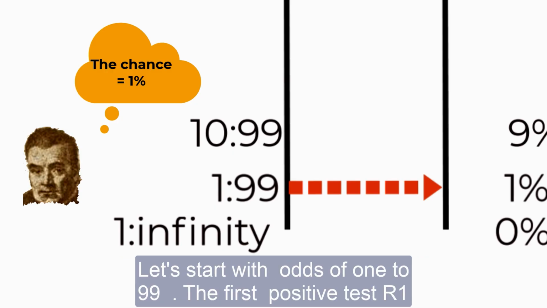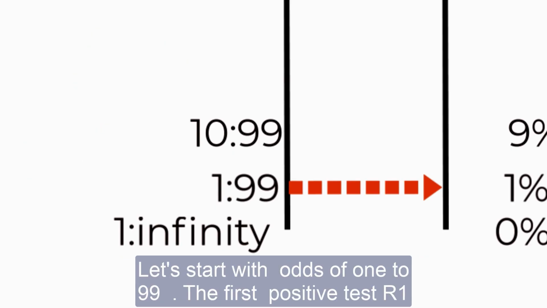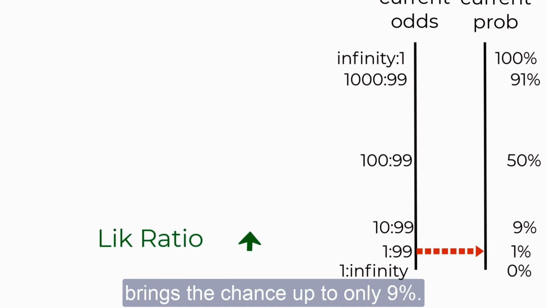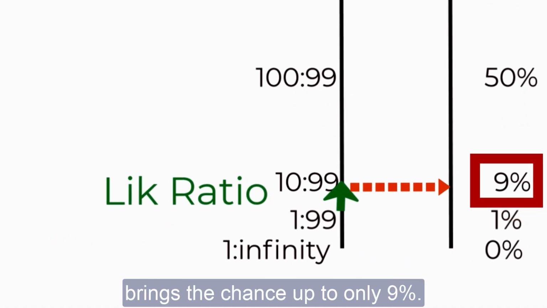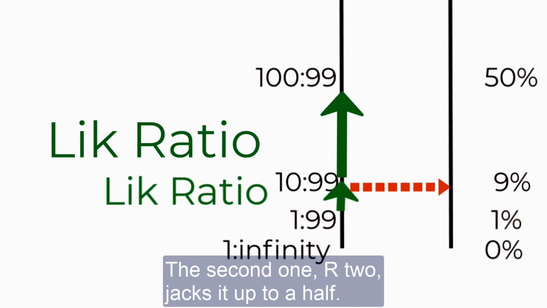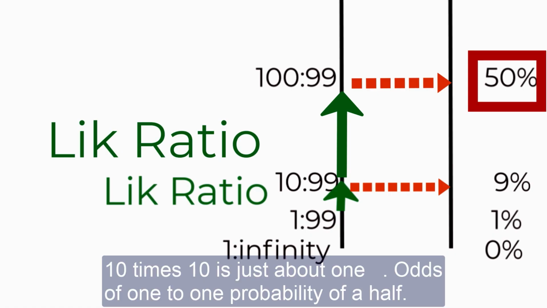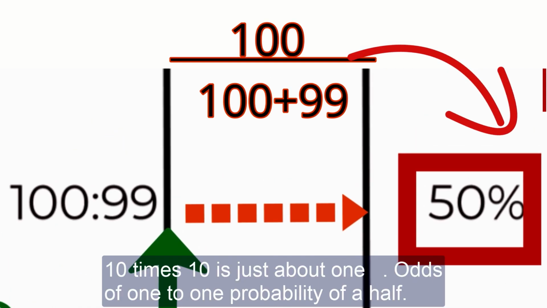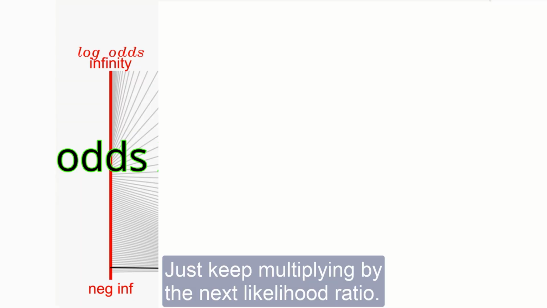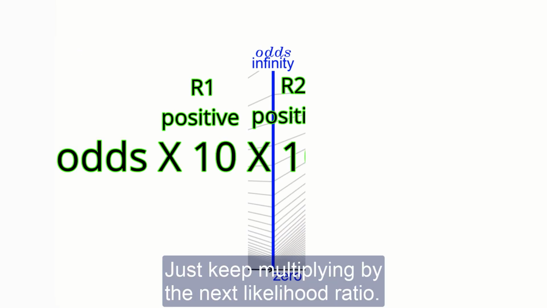Let's start with odds of 1 to 99. The first positive test, R1, brings the chance up to only 9%. The second one, R2, jacks it up to a half. 1 over 99 times 10 times 10 is just about 1. Odds of 1 to 1, probability of a half. Just keep multiplying by the next likelihood ratio.